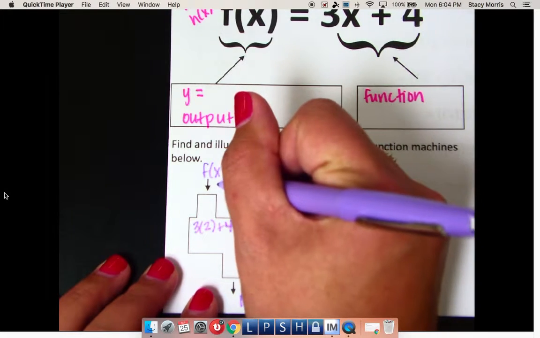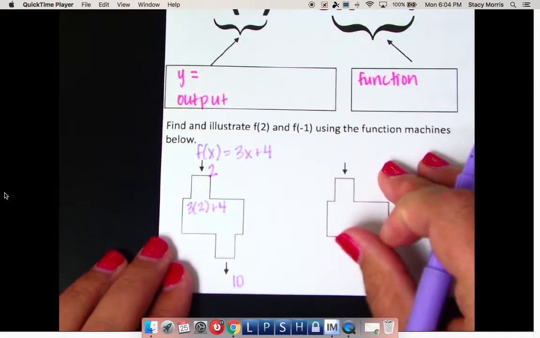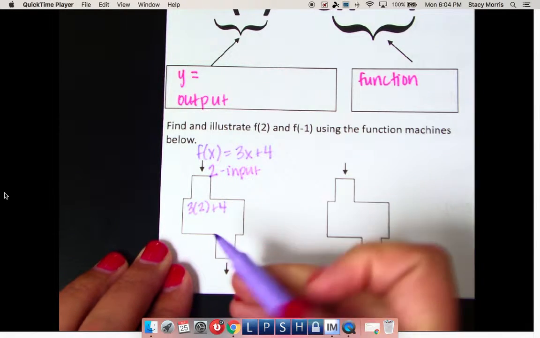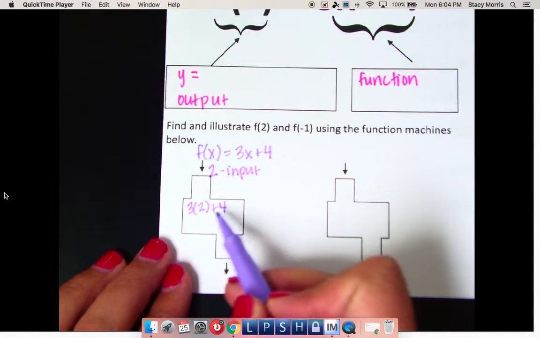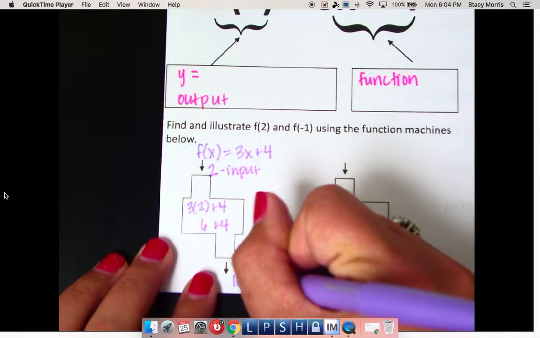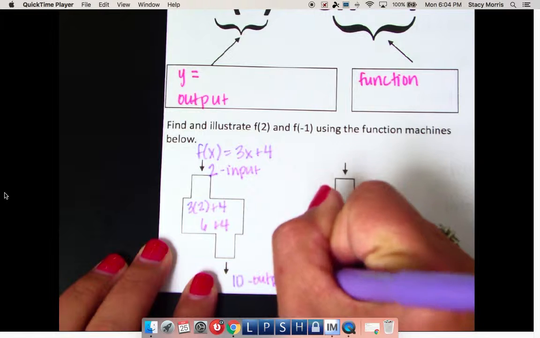So we input a 2. I'm going to write that kind of at the top here. We input a 2. We used our function here to simplify. This was 6 plus 4, and we got an output of 10.